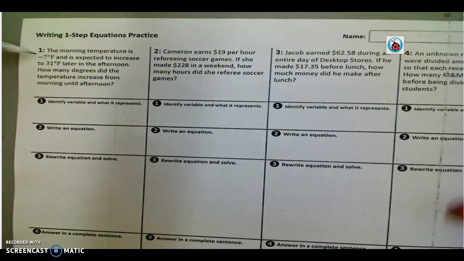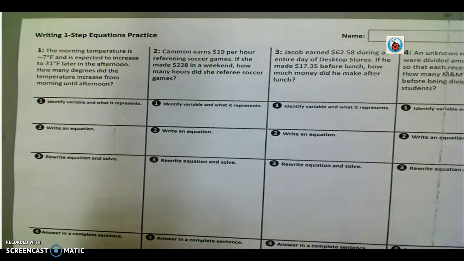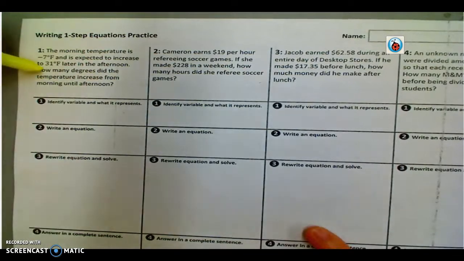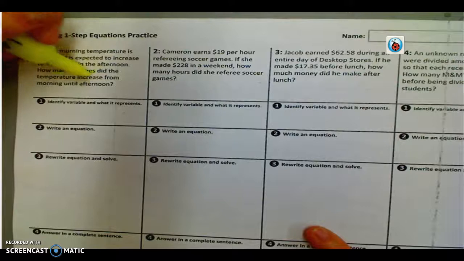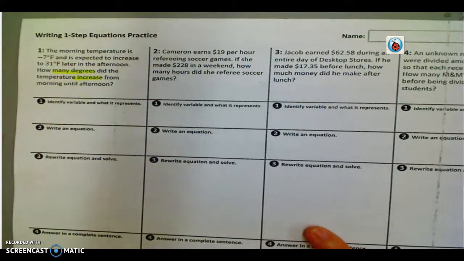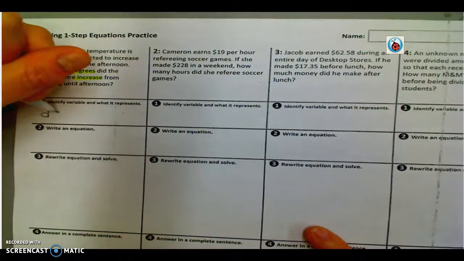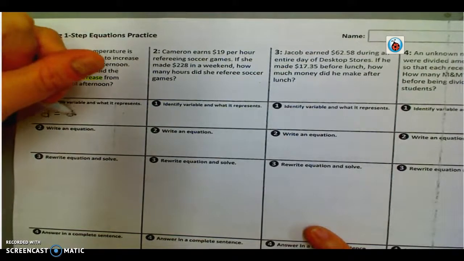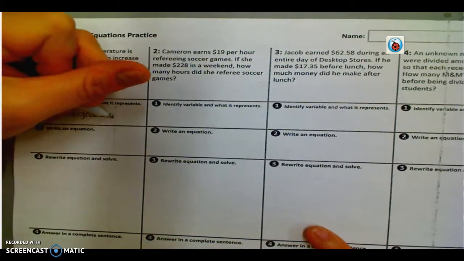All right, so the morning temperature is negative 7 degrees and is expected to increase to 31 degrees later in the afternoon. How many degrees did the temperature increase from the morning until afternoon? All right, well, I'm going to take my highlighter there. And when you see the question word is how, that's where you're starting to figure out what the unknown is. So it's how many degrees it increased. Okay, so that's going to represent what my variable is. So I'm going to use D for degrees, and it's going to stand for the degrees increased.